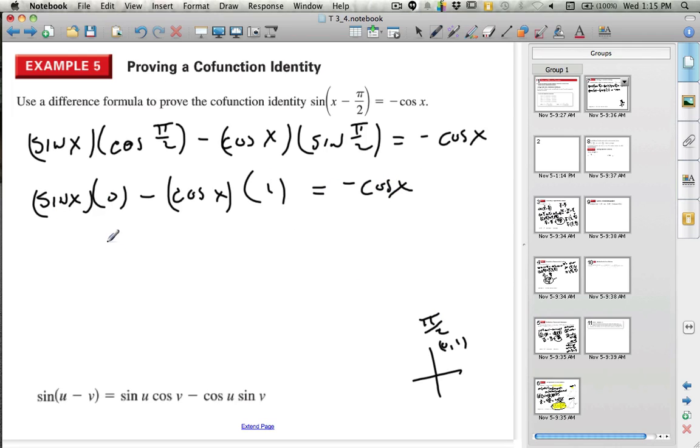Sine of x times 0 is 0. Minus 1 times cosine of x is cosine of x. And 0 minus the cosine of x is the opposite of the cosine of x, equals the opposite of cosine of x. And there we have used this to prove the identity.